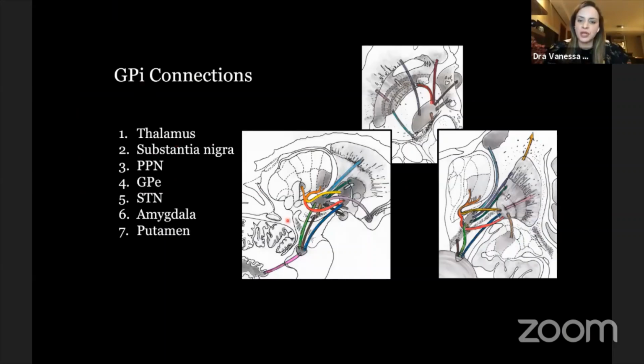Okay, we have the thalamus, the connection, and these are beautiful drawings made by Robin, dear Robin. And then here we have the connections between the GPI and the STN, and also the thalamus, substantia nigra, PPN, GPE, STN, amygdala, and putamen. Okay, we could have one meeting just to talk about these structures and these connections, but you can start to see maybe why it's called the central core. I'm just showing you the GPI here, but you can understand that even the thalamus, which I'm going to show you later, is connected to many areas of the brain.